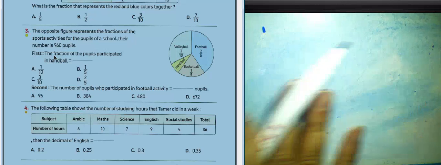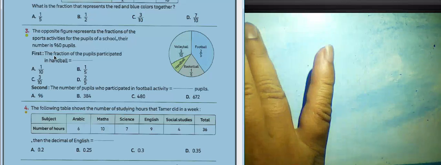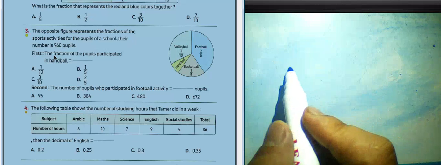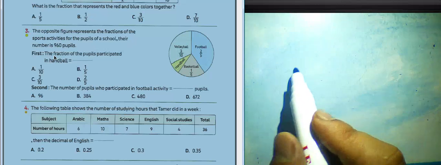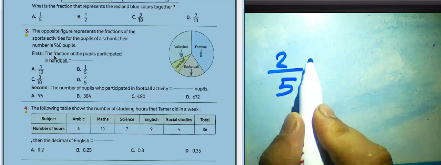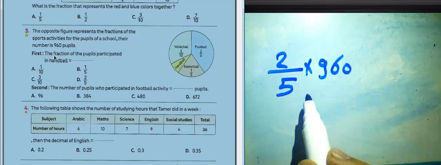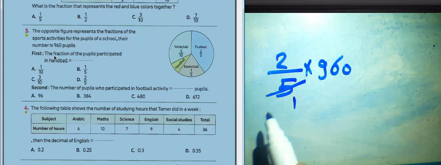Okay, my students? I will solve it again here. Look at with me about this example. Here, I will solve it here again. Okay. We have the ratio about football 2 over 5. 2 over 5 multiplies the total 960. 5 divided by 5 equal 1. 9 divided by 5 equal 1, and the remainder 4.